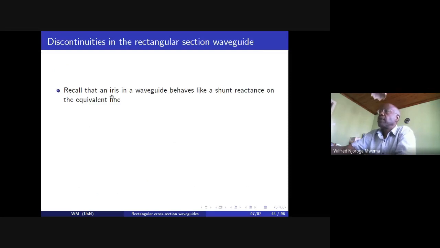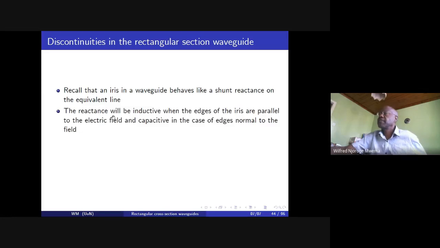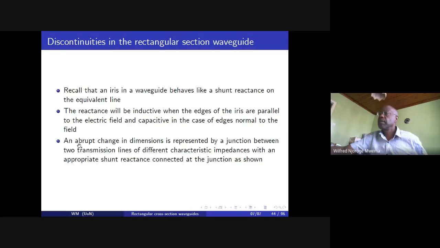So we recall that an iris in a waveguide will behave like a shunt reactance on the equivalent line. And the reactance will be inductive when the edges of the iris are parallel to the electric field, and capacitive when the edges are normal to that field. So an abrupt change in dimensions is represented by a junction between two transmission lines of different characteristic impedances with an appropriate shunt reactance connected at the junction as we have shown.